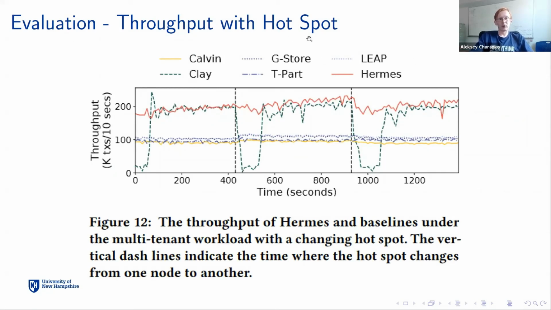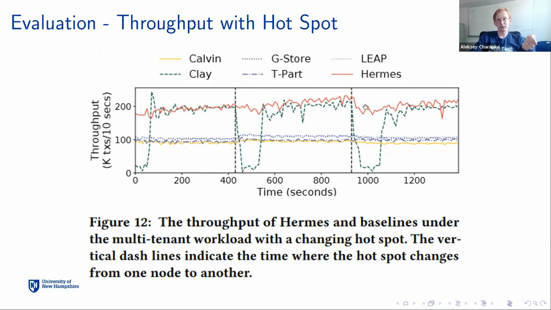The throughput is the hotspot. And I personally think this may be a better workload to show the practical differences between the system like Clay and Hermes. So we can see that at some points, they do perform about the same, like in terms of throughput. But these dashed lines, they introduce the change in the hotspot, right? So that's kind of like a big change in the access locality. And Hermes can adapt very quickly, right?